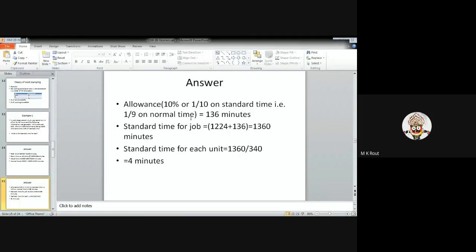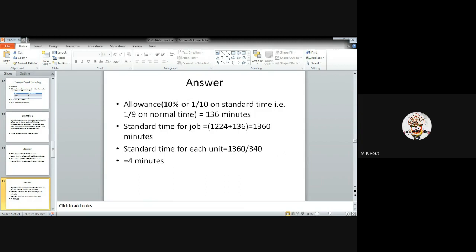So this is the formula statement. In case of allowances, I repeat, that is 10% or 1 by 10 on standard time, that is 1 by 9 on normal time. In case of 1 by 9, if you calculate, that is 0.11 into the normal time, which is given as 1224, that equals 136 minutes. Is it clear? Yes, sir. Okay, moving to the next one.